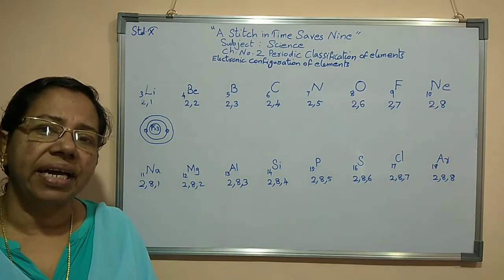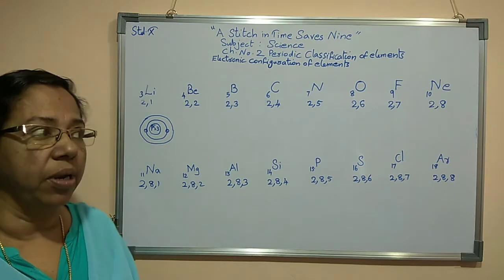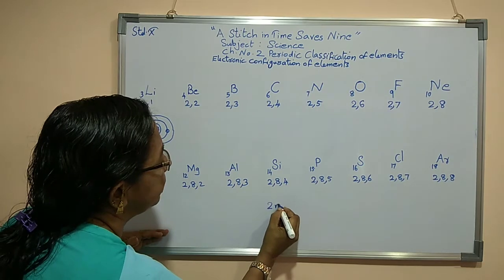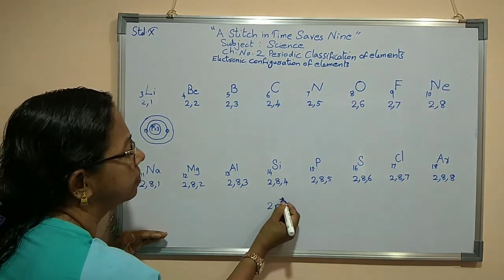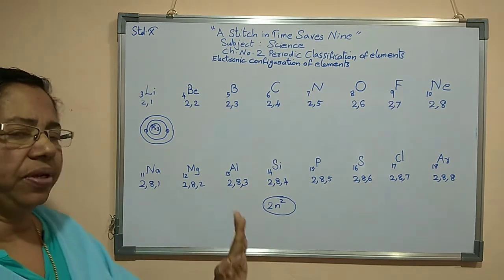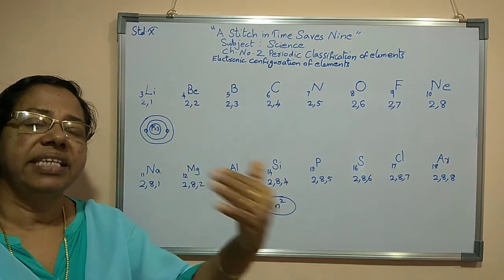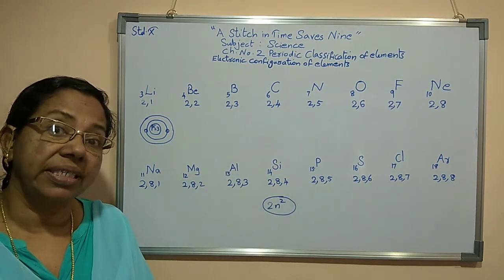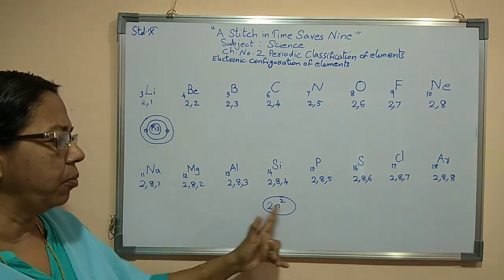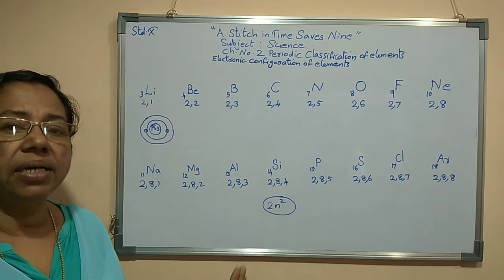So for finding that, you people already studied one formula also. That formula is 2n square. If you use this formula, you will understand how many electrons the 7th orbit can occupy. Maximum electrons how many can occupy, all that we can find out by using the formula 2n square.